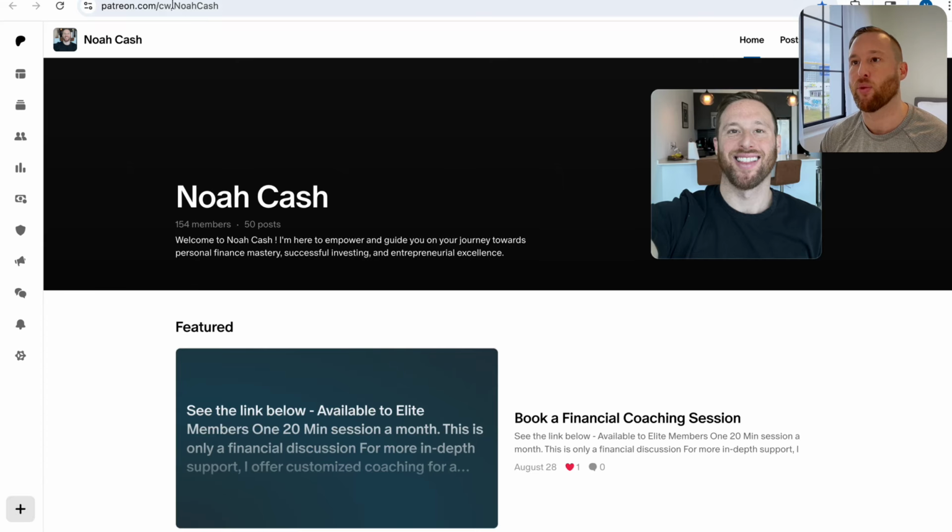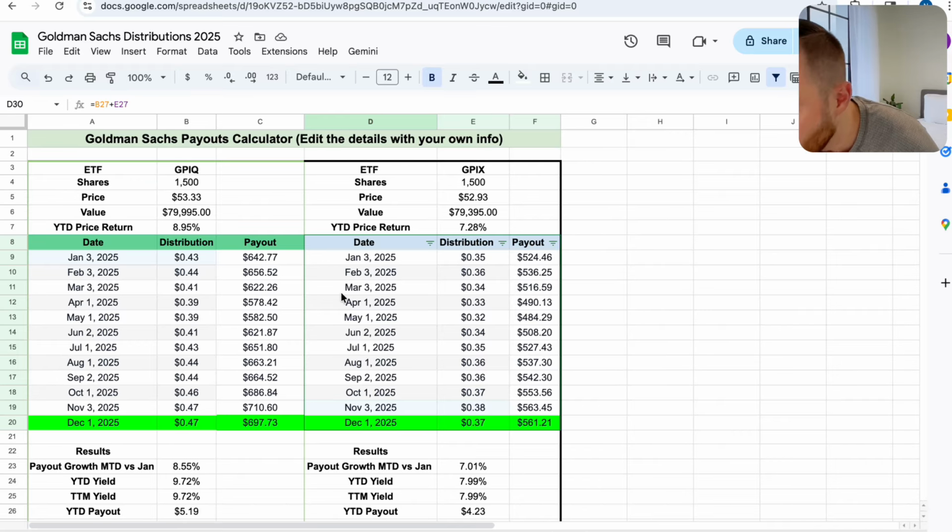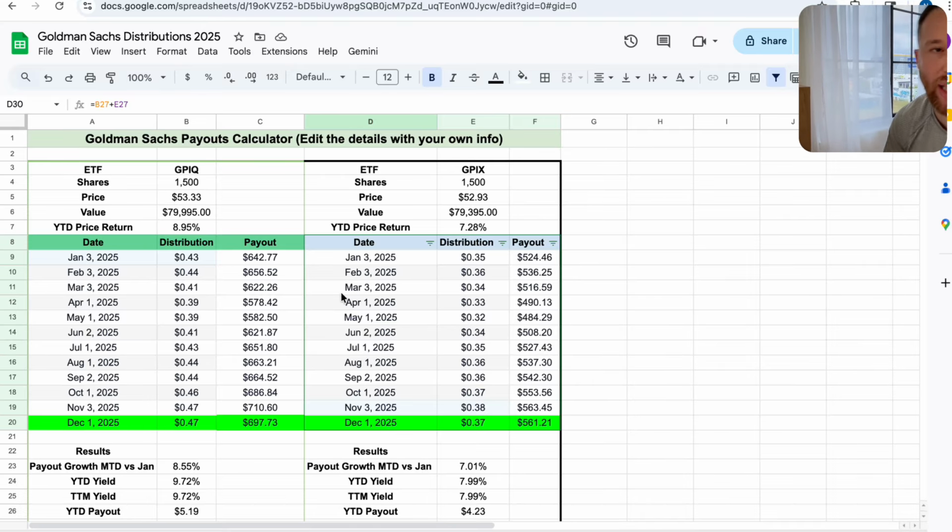But let's just jump right into our Goldman Sachs payouts distribution schedule or calculator. It looks to help you understand the payouts per month from what Goldman Sachs' key covered call products, GPIC and GPIX, have done over the past year, essentially for 2025. So let's look at the calculator and look at how this works.